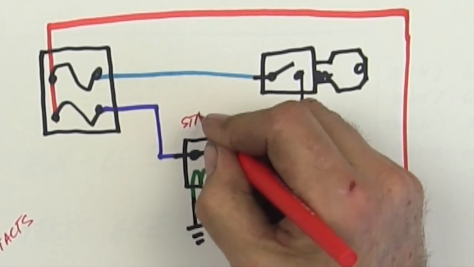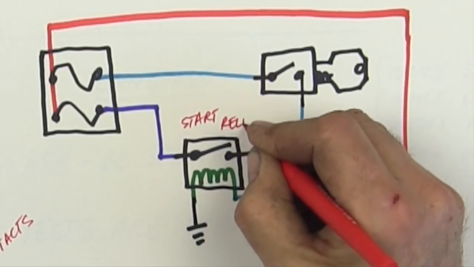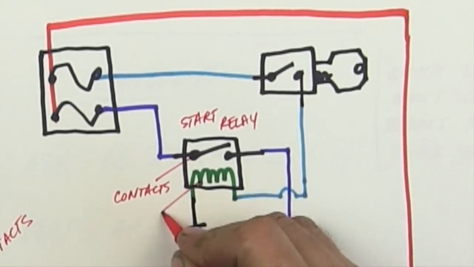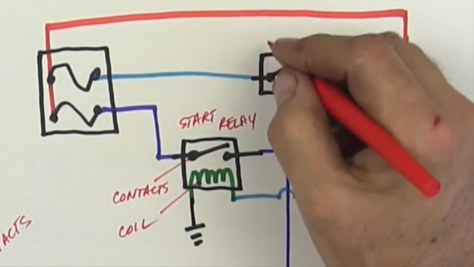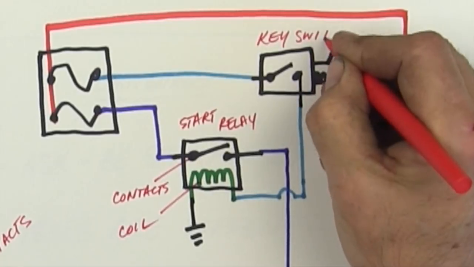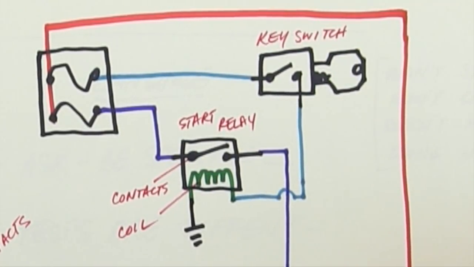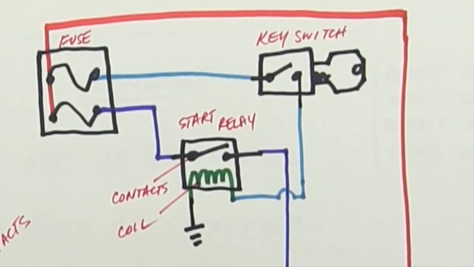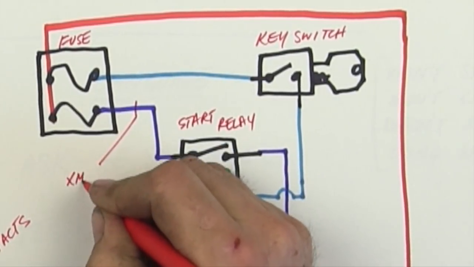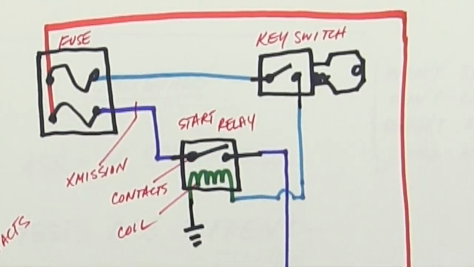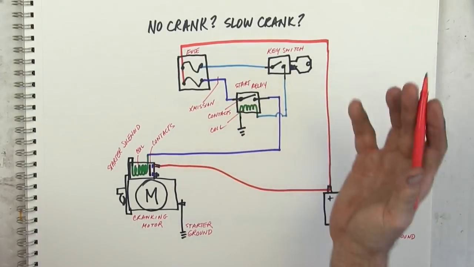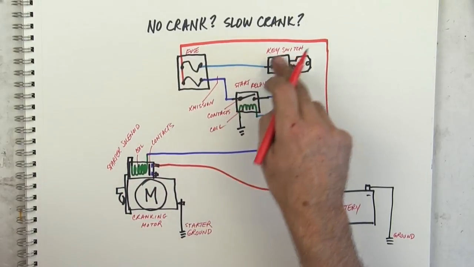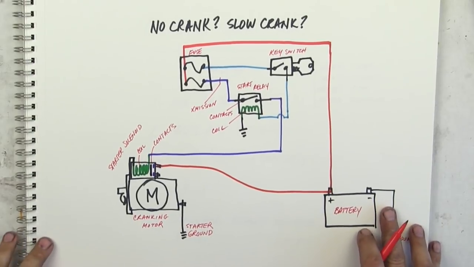All right, now we have the start relay. But the start relay has contacts. Wow. And the start relay has a coil. Yikes. Then we have the key switch, obviously. Have to have that. All right. Let's see. Then we have fuses. You know what? But we could have... Wow, I didn't even see this. This is crazy. We could also have a transmission neutral switch. And we could have anti-theft, and a lot of different things. So we've got 1, 2, 3, 4, 5, 6, 7, 8, 9, possibly 10. Oh, boy. Possibly 10 things.